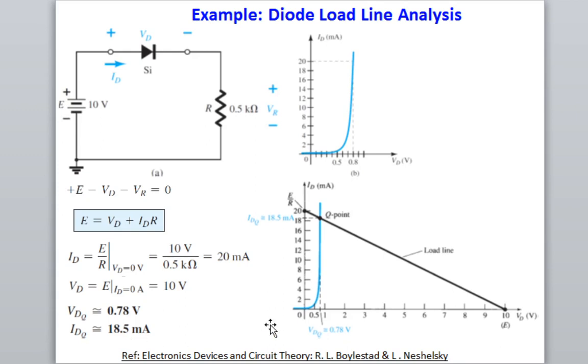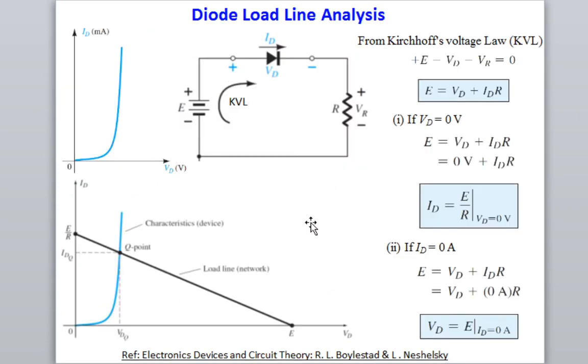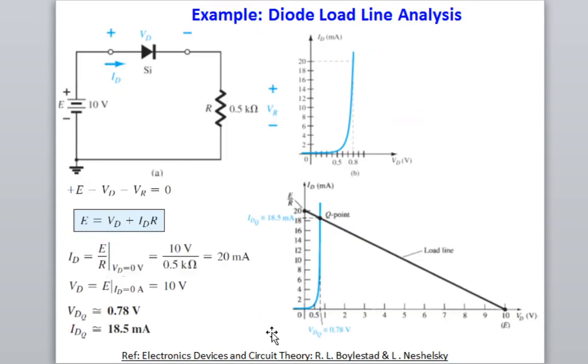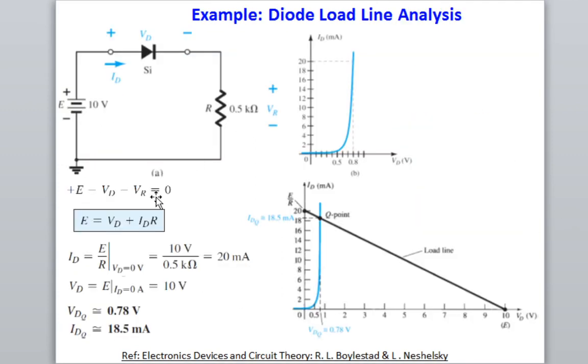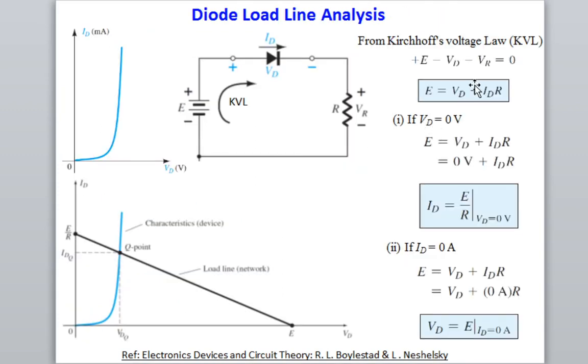So in order to find that, what do we have to do? We have to draw a straight line, which means we have to draw a load line on this characteristics curve, as I have done here. For that I have applied Kirchhoff voltage law. If you apply Kirchhoff voltage law, this voltage minus this voltage minus this voltage, so E is equal to VD plus IDR. That is the same as I have written.